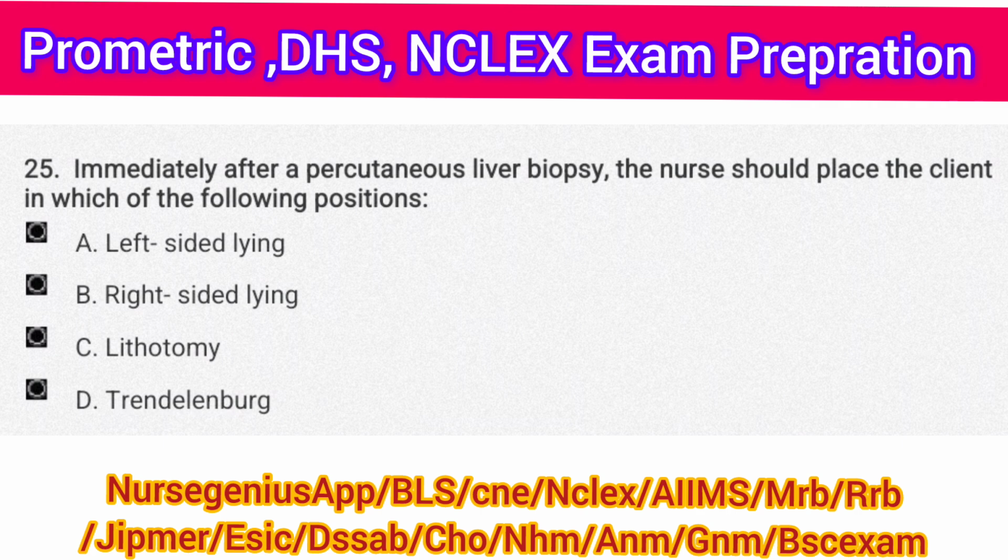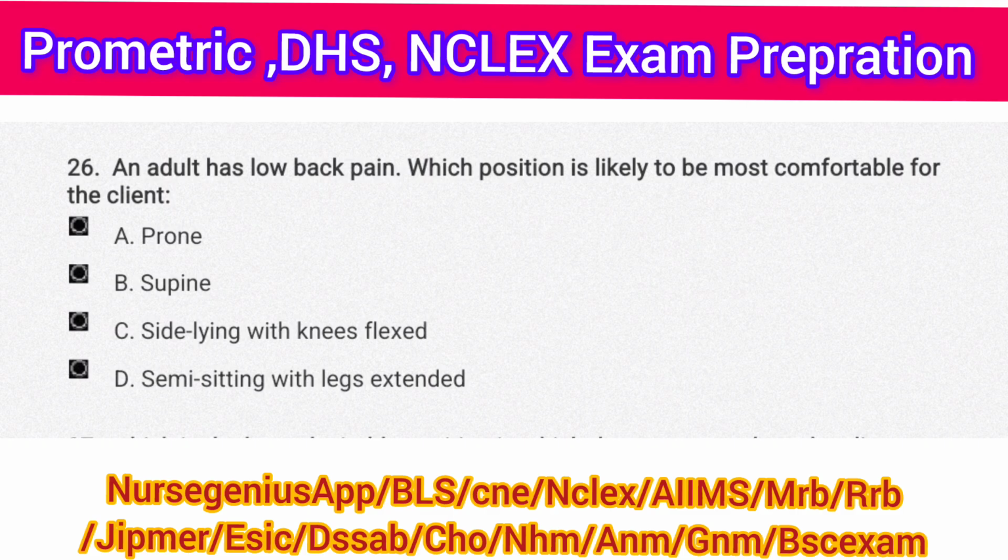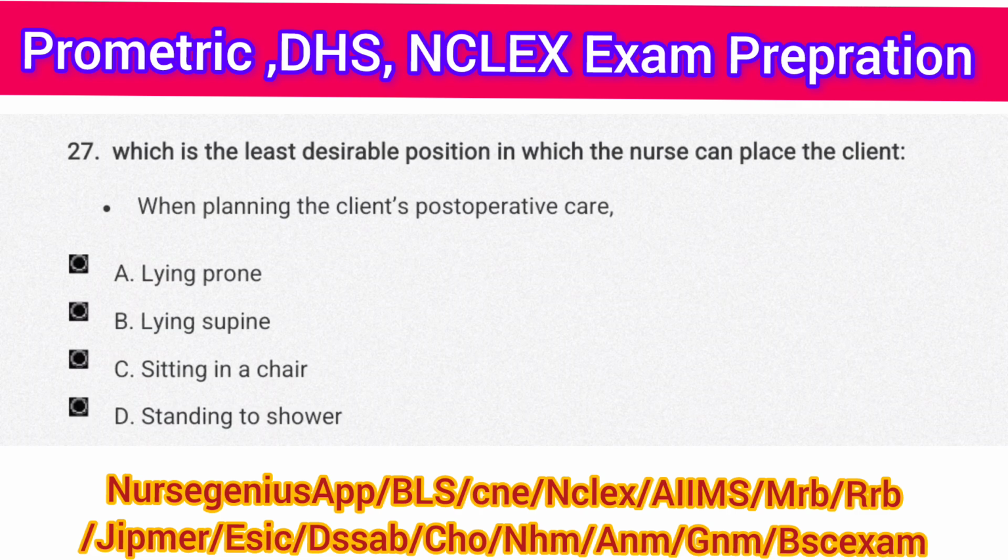the patient. Next question. An adult has low back pain. Which position is likely to be most comfortable for the client? Option A, prone. Option B, supine. Option C, side lying with knee flexed. Option D, semi-sitting with legs extended. Now you tell me what is the correct position for the patient. Side lying with knee flexed. Option C will be the correct answer for a back pain patient.